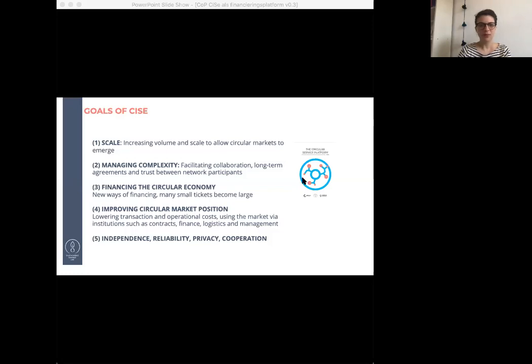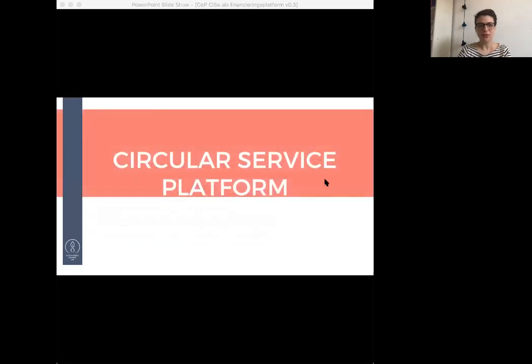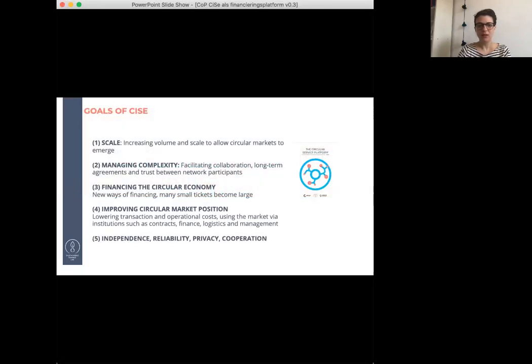The platform also has the goal of guaranteeing circularity. So only circular entrepreneurs are allowed to enter the platform. And that means entrepreneurs that somehow engage in slowing, narrowing, or closing the resource loop. This means that circularity is guaranteed.